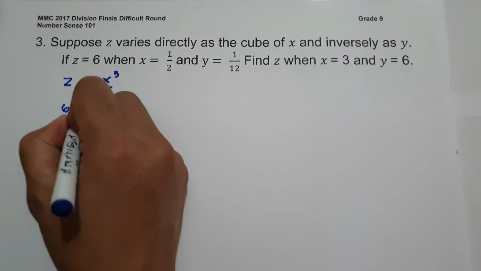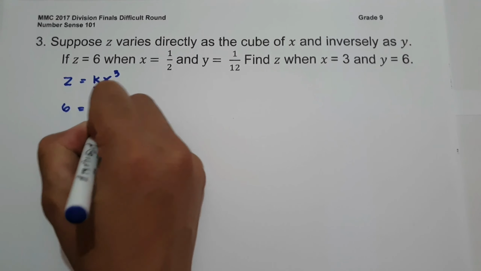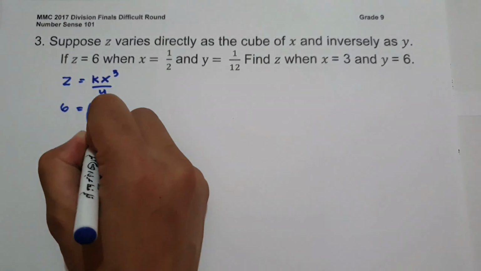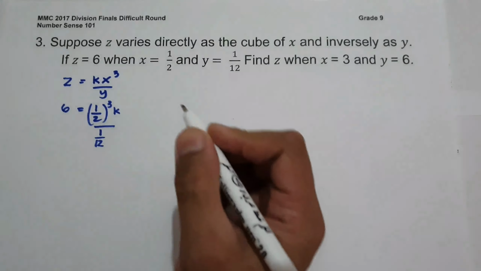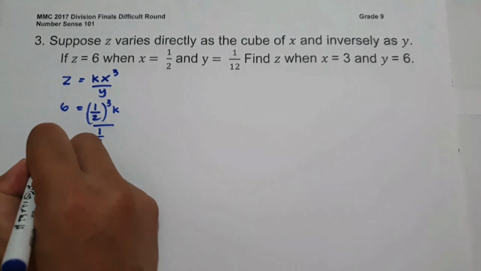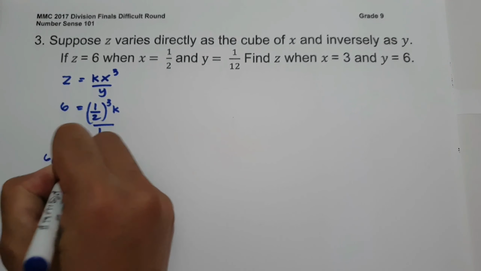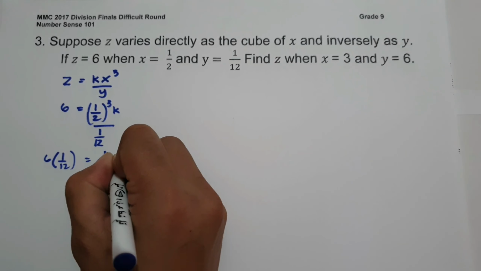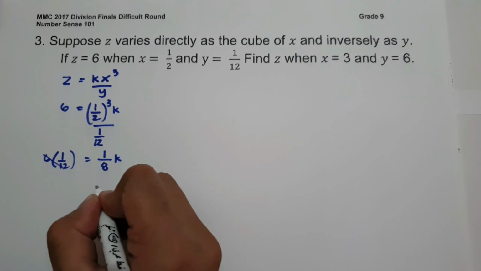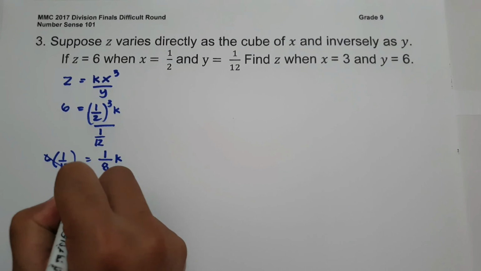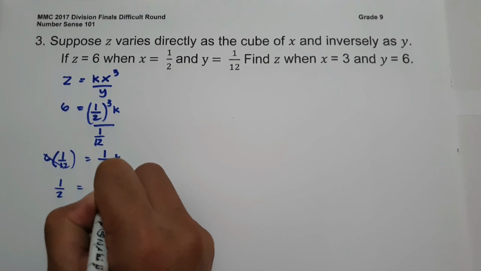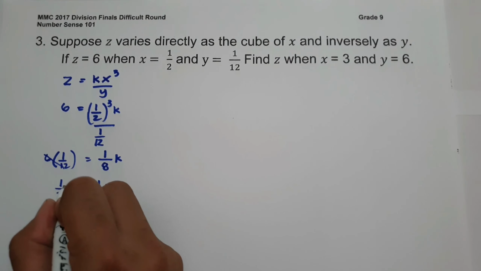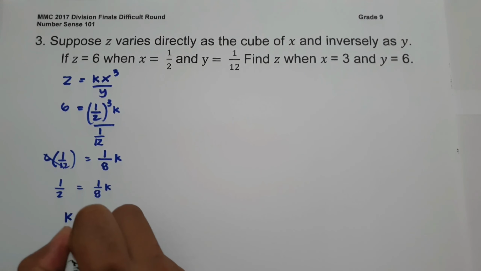Z, that is 6, and then x is 1/2, and then we have a cube, then k over y, that is 1 over 12. 6 multiplied by 1 over 12, and then we have 1/2 raised to 3, that is 1 over 8, and then k. We can cancel this one. We are going to have 1/2 equals 1 over 8 k. And then 8 multiplied by 1, that is 8, divided by 2. So the value of k, that is 4.